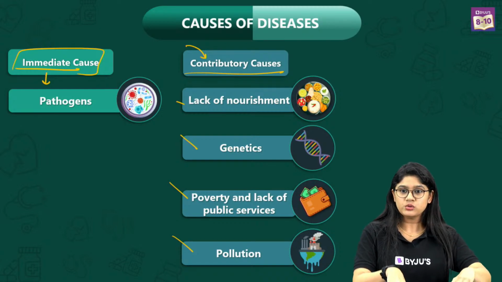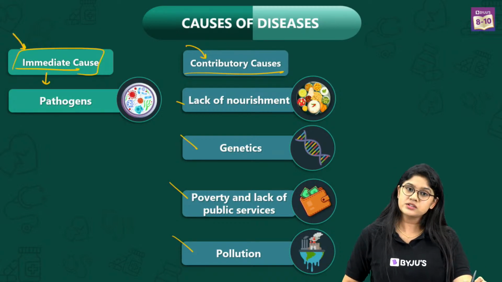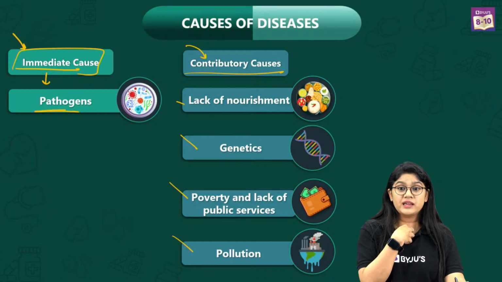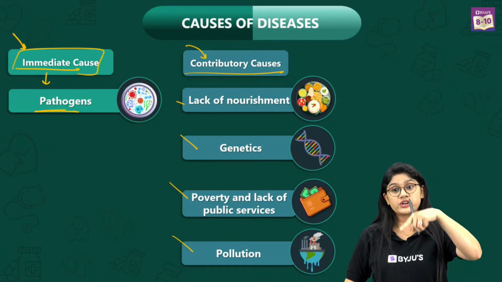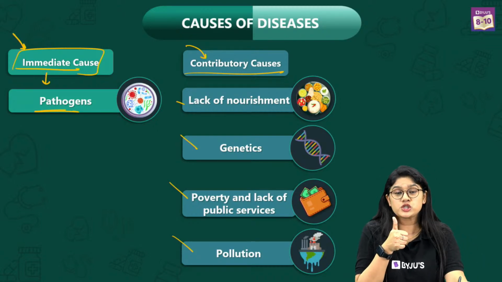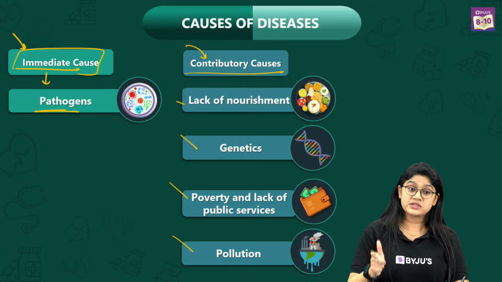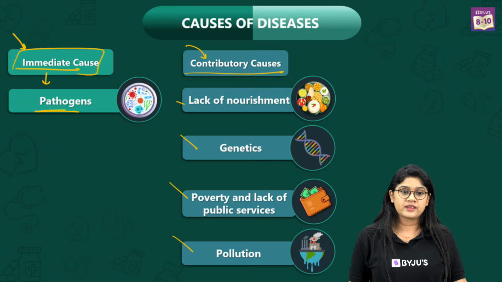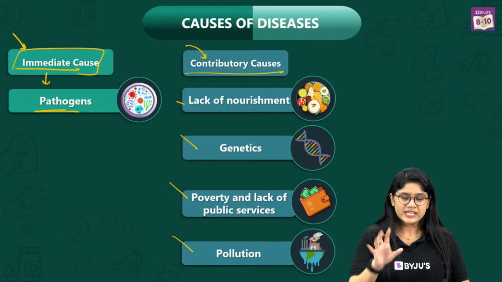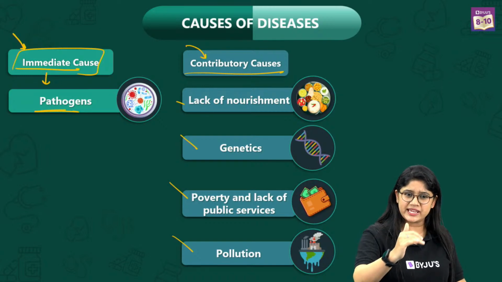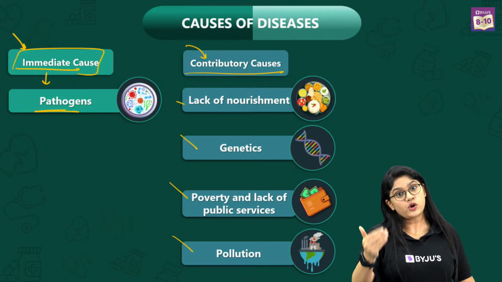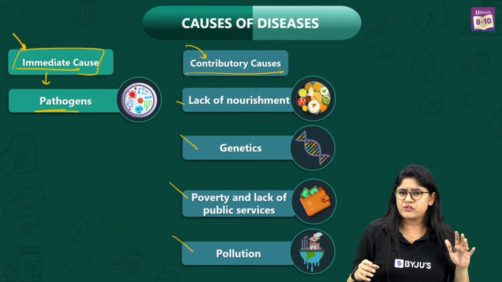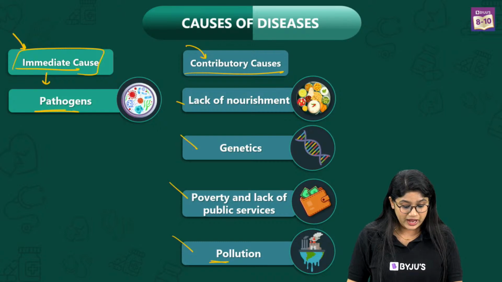So, here we have the two causes, right? We have the immediate cause: any pathogen which is entering the body will be causing a disease. That's the immediate cause. Then we have the contributory causes. The lack of nutrition also can cause some disease. Genetics also can cause some disease, right? Poverty and the lack of public service can also cause a disease, and the same goes for pollution. So for example, let's take the example of typhoid, as you guys were saying in the chat box. We know that in typhoid we have a pathogen, right? But from where did we get this pathogen? Maybe from the food and the water, right? So over here we have this.